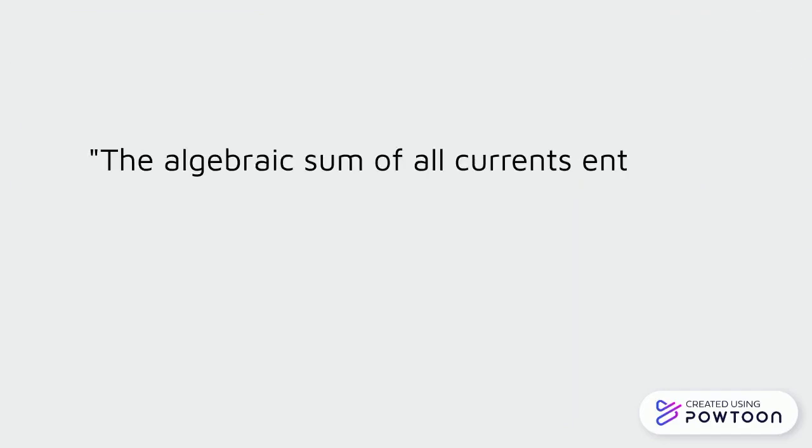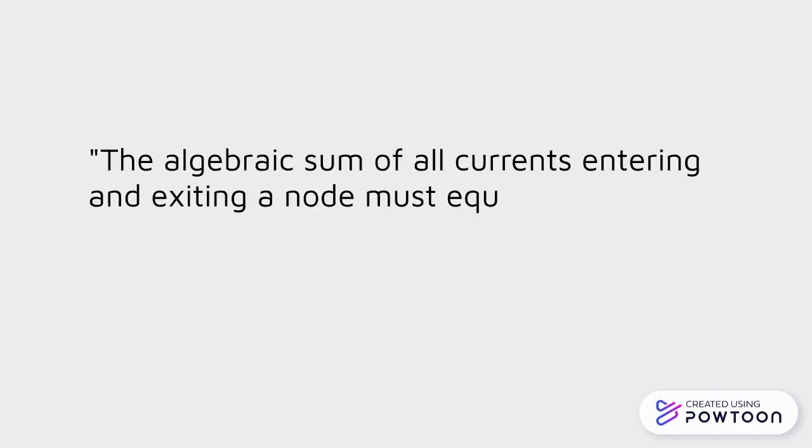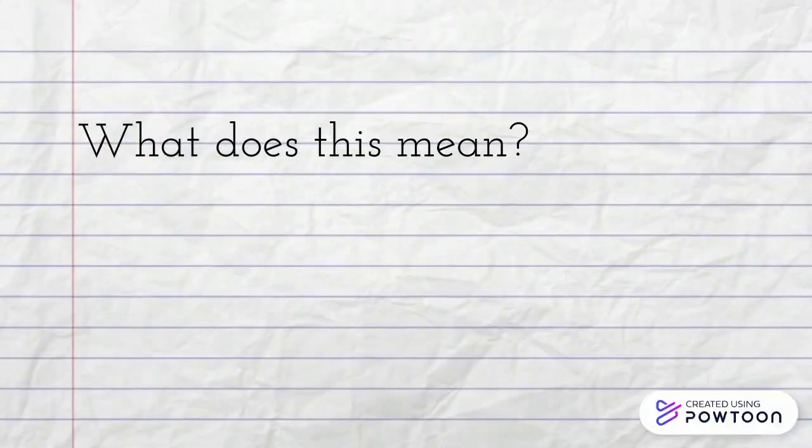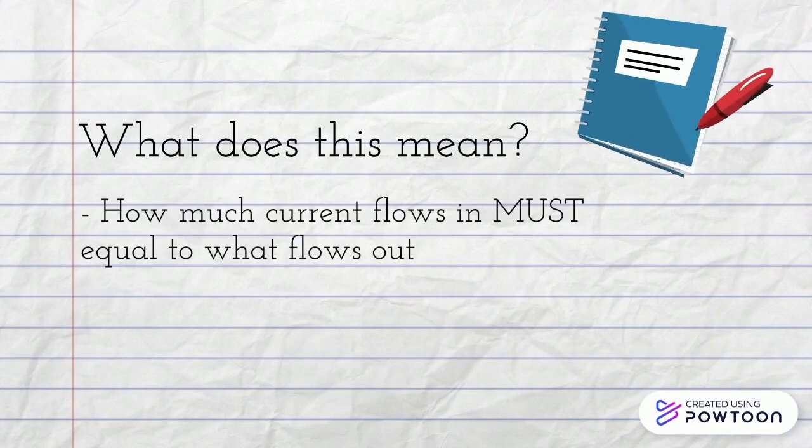Kirchhoff's current law states that the algebraic sum of all currents entering and exiting a node must equal 0. To explain this in more detail, it means that the current that flows into a junction must be equal to the current flowing out of the junction.